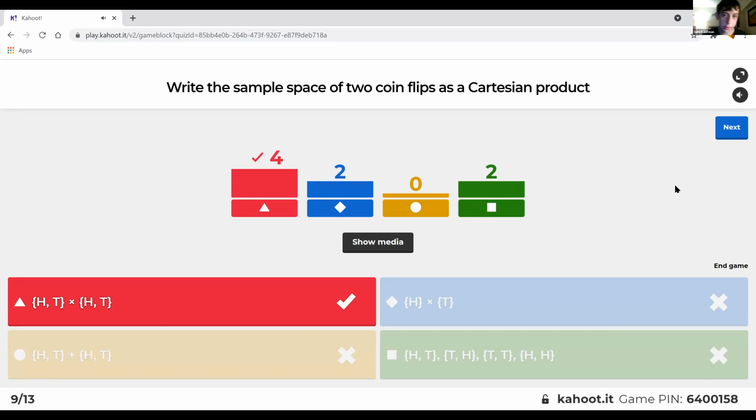So this is going to be the red answer. The set of outcomes for the first coin flip is heads and then tails. And that's also the set of outcomes for the second coin flip. And if we take the Cartesian product of those two sets, that will give you all the possible ways to get one flip and then another flip.